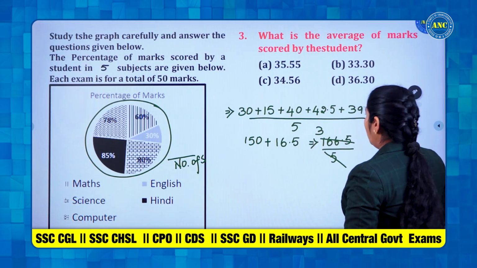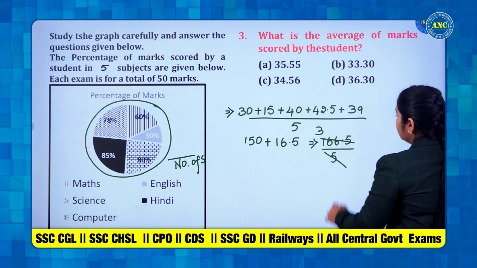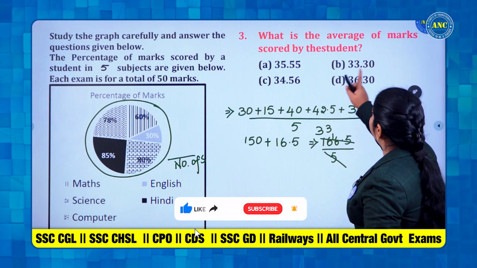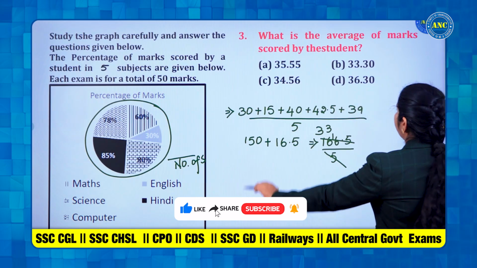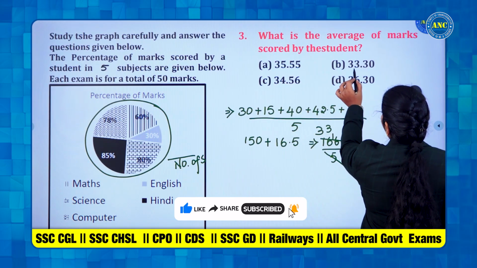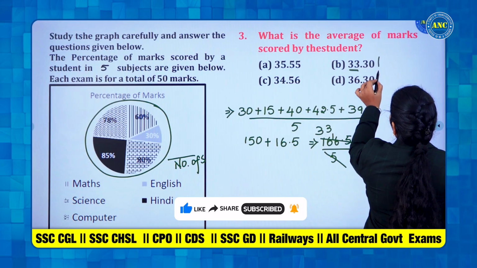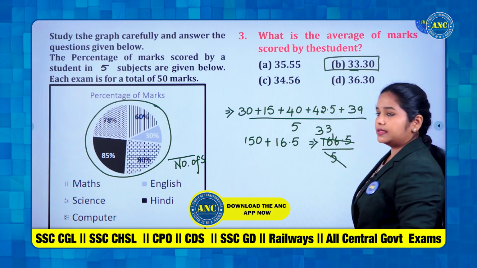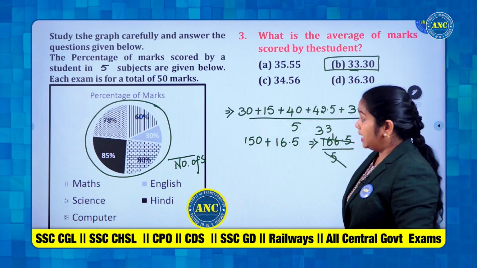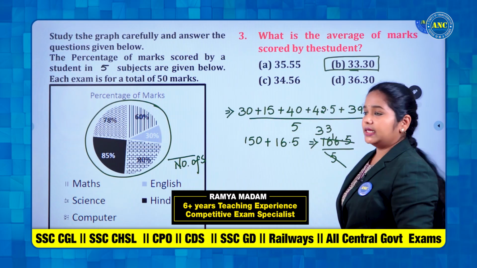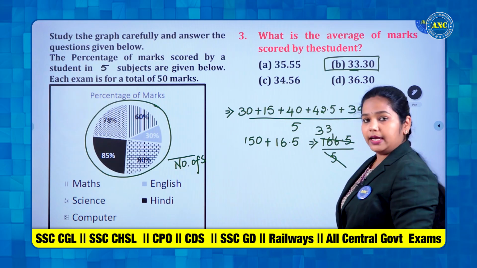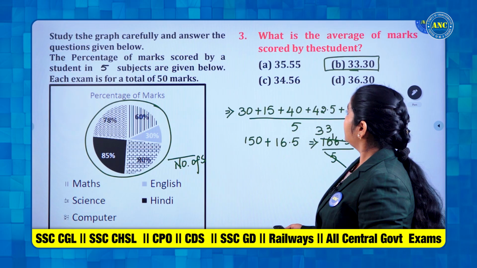Check the options. Okay, all are starting with 3. Again 5 3 times is 15. See the options? Yeah, only one option if you can see, which is 33. So, option B, 33.30 is the correct answer. Option B, 33.30 is the correct answer. Yes, done? Clear? Next question.